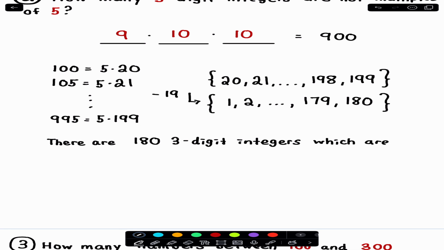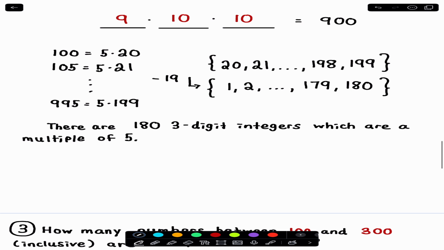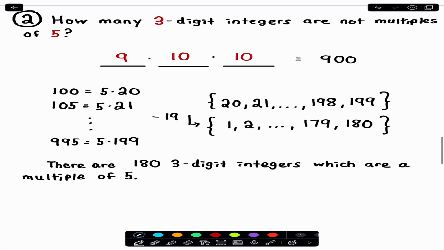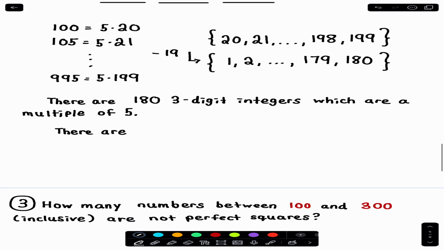But of course, I think you're way ahead of me. This is not what we want to count. We don't want to find out how many three-digit integers are a multiple of 5. We want to find out how many three-digit integers are not multiples of 5. How would we find that? Well, we would take our number at the start, 900, and subtract the complement to get what we want. So that's 720.